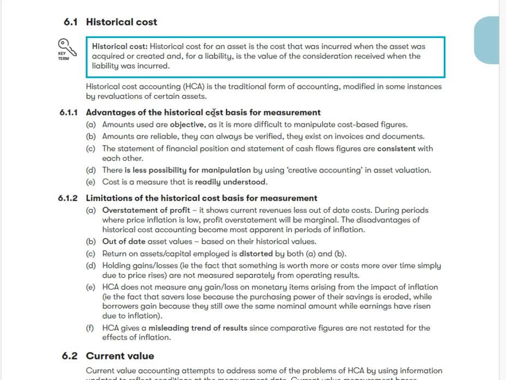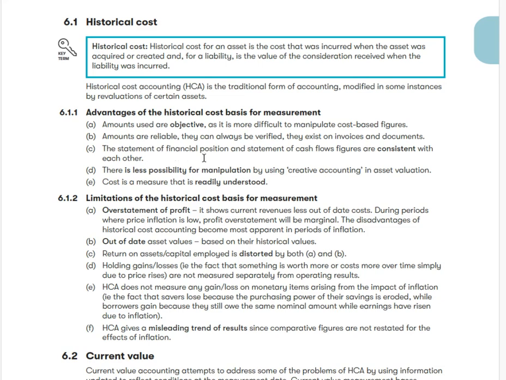Advantages of the historical cost basis for measurement. Amounts used are objective, as it is more difficult to manipulate cost-based figures. You can't manipulate it because it is for sure you have paid it. You have concrete evidence for that. Amounts are reliable. They can always be verified. They exist on invoices and documents. So you have the invoices and documents, and you can prove it, and it is always reliable.